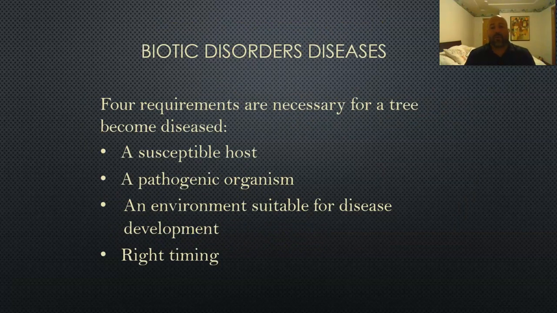There are four requirements that are necessary for a tree to become diseased. You need a susceptible host, something that's going to fall victim to this. You need a pathogenic organism, something that's going to spread a pathogen. You need an environment suitable for disease development, so you need the right factors in the environment that let that disease happen. And then, of course, the right timing. The idea that all of this falls into place perfectly is how you end up with a disease.